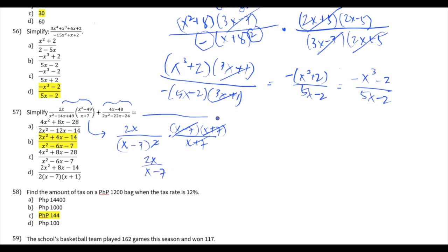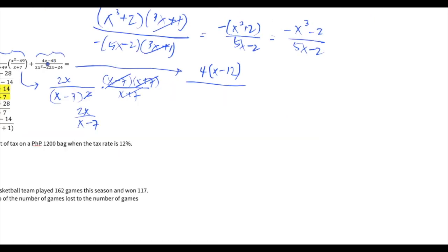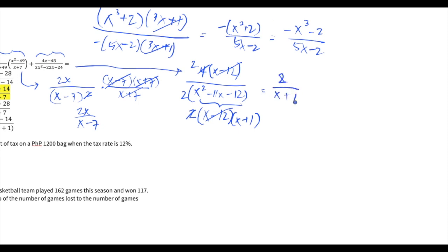Okay, now let's factor this. We have 4x minus 12 over, okay, how about its denominator? Let's factor out the 2 first. We'll have x squared minus 11x minus 12. Then factor what's inside. That would be 2 times x minus 12 times x plus 1. Okay, the 4 and 2 and x minus 12 will cancel. Here we will have 2 over x plus 1.